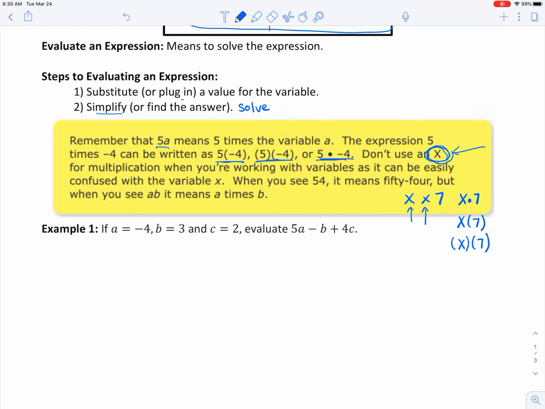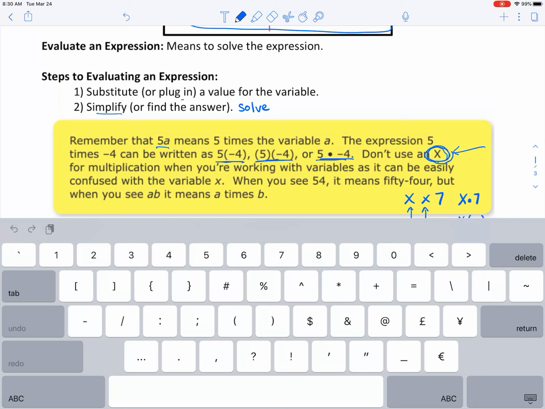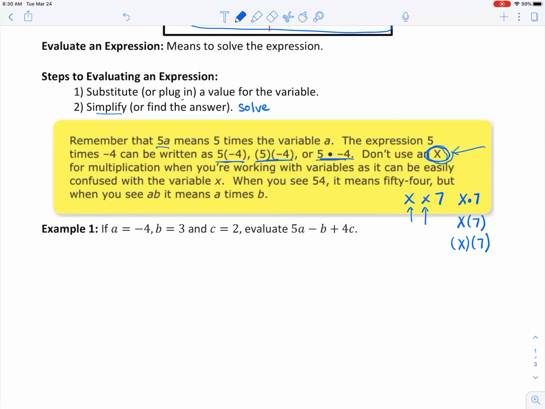So all of those ways would be a better way to write it. Normally we would put the number in front, so you could do like 7x. That also means 7 times x. So any of those work.